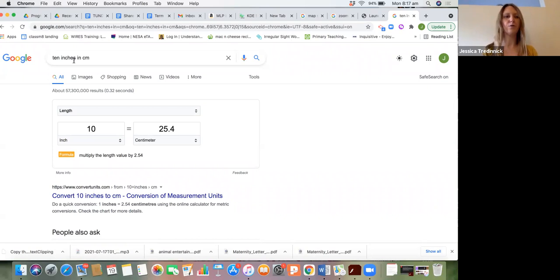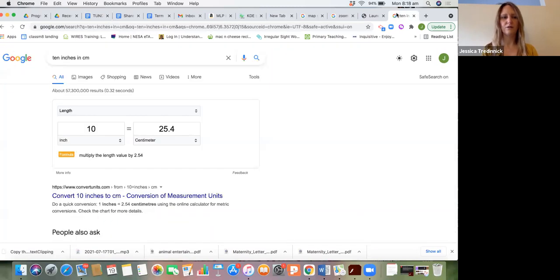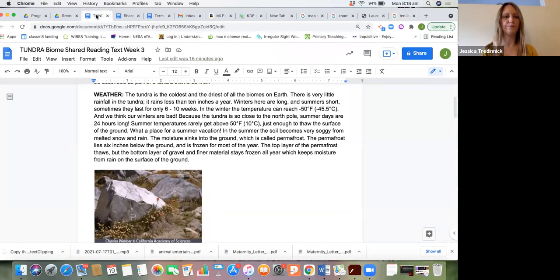so I can kind of work out just how much that is. So it was 25.4. So it rains less than 25.4 centimeters a year. That's interesting. So if I think about it in terms of a 30 centimeter ruler, it rains less than almost one of those a year.